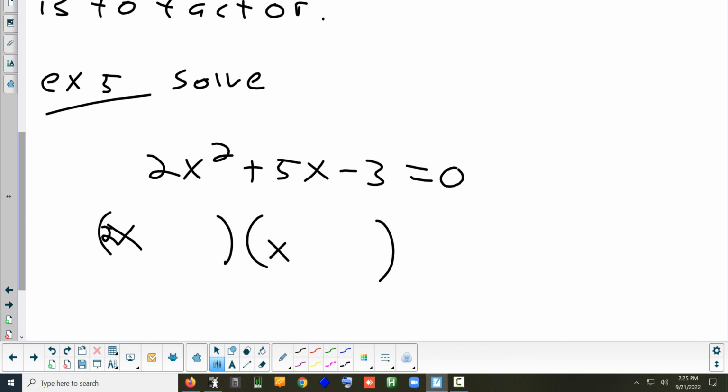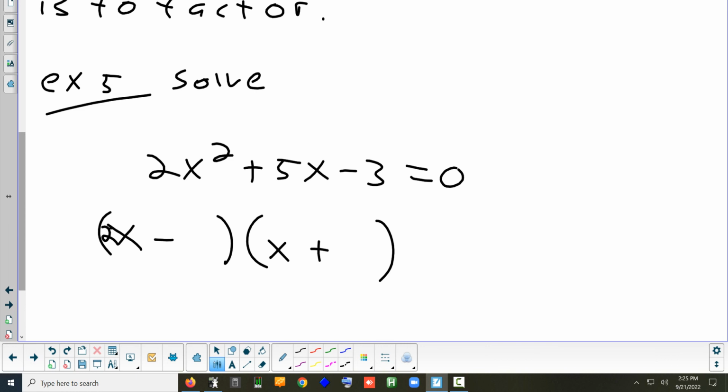So 2x and x. How about my signs here? Both positive, both negative, or one of each? And think about what times what would give you a negative number. Yep. A negative and, well, a negative and a negative would multiply to give you a positive. It has to be a negative and a positive. And it does matter which one you put where. If you get it wrong, you're just going to have to switch it. So let's try that would be my suggestion. I would try a negative and a positive.